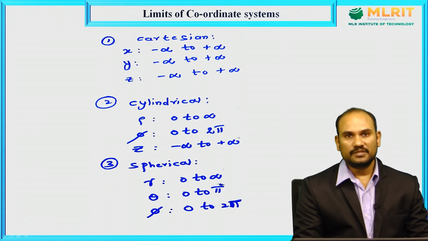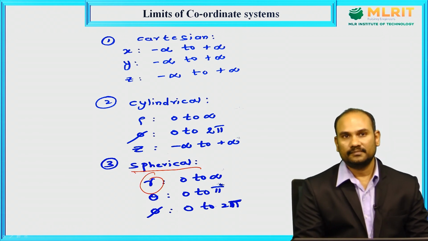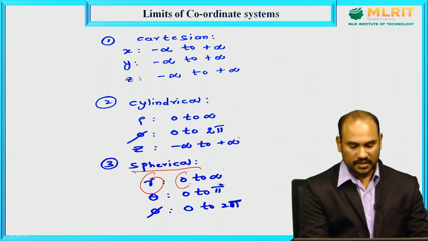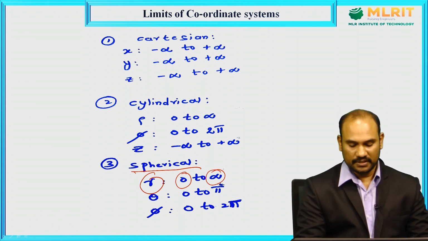Next, finally, you have the spherical coordinate system. R stands for radius of the sphere. Same as before, if you are at the center, radius will be 0. So, R starts from 0. It goes up to infinity because it is a very big sphere. If it is a very big sphere, we say radius is infinity.